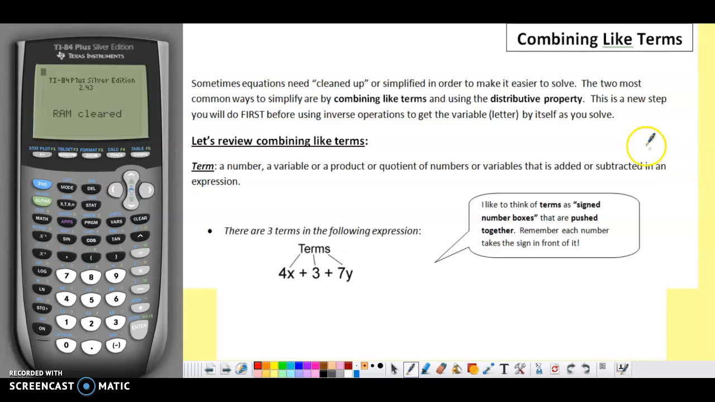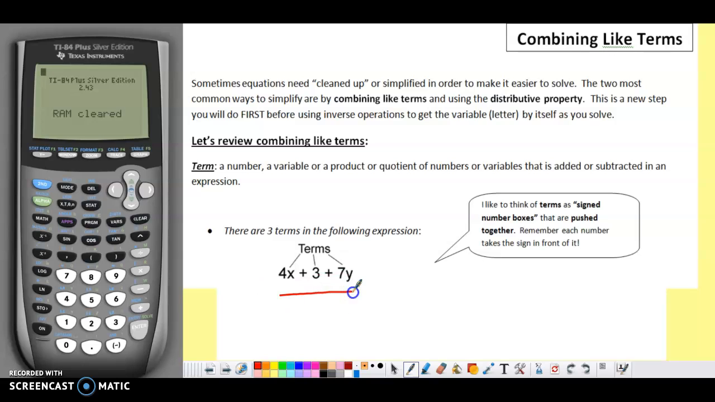So when we're talking about combining like terms, it's important to remember what a term is. If you look here, I have the definition. It's basically a number or a variable or a combination of numbers and variables that are added or subtracted in an expression. What that kind of means is I think of terms as signed number blocks that are pushed together or waiting in a line.